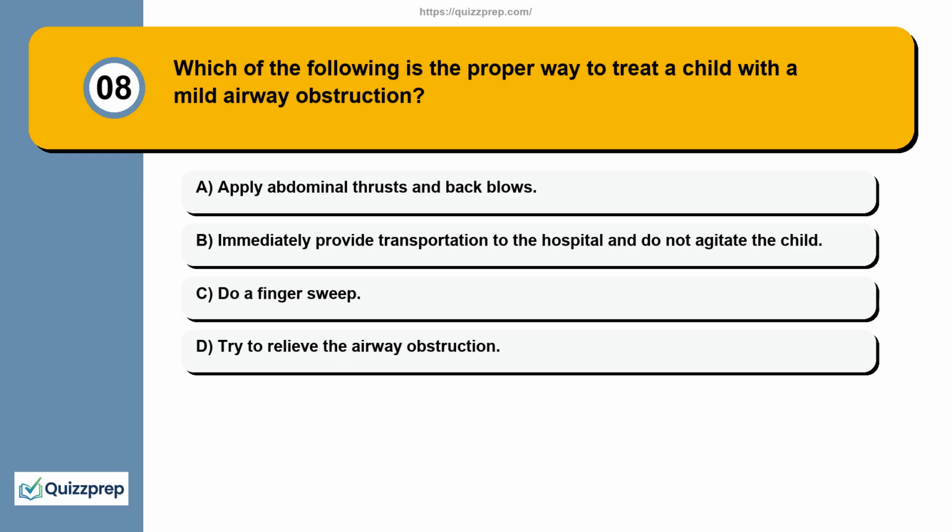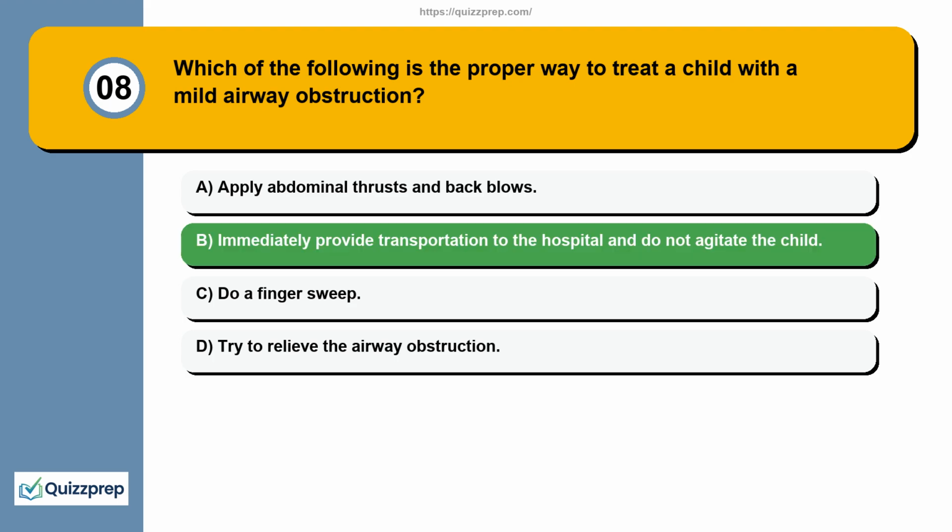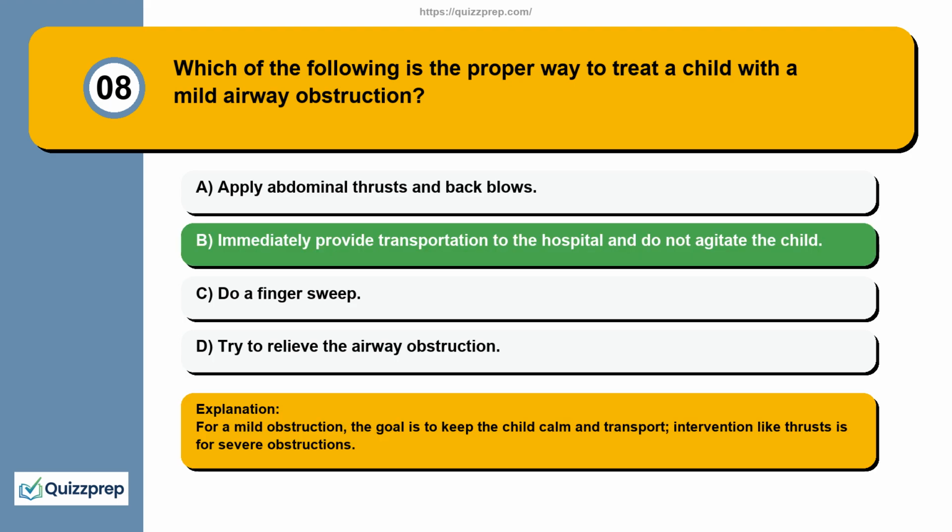Question 8. Which of the following is the proper way to treat a child with a mild airway obstruction? Apply abdominal thrusts and back blows. Immediately provide transportation to the hospital and do not agitate the child. Do a finger sweep. Try to relieve the airway obstruction. For a mild obstruction, the goal is to keep the child calm and transport. Intervention like thrusts is for severe obstructions.